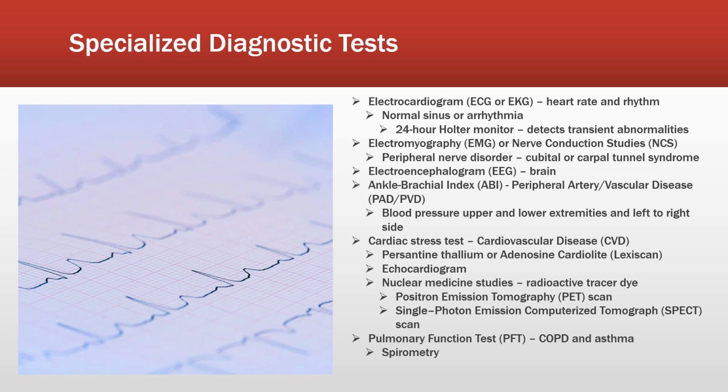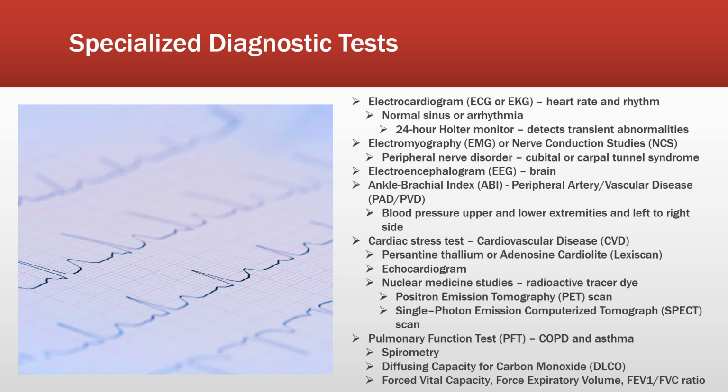A PFT includes a gas diffusion study called a diffusing capacity for carbon monoxide or DLCO. Usually pre- and post bronchodilator medication administration values will be measured. Findings will include predicted, actual, and percentage of predicted values for the forced vital capacity or FVC, forced expiratory volume or FEV1, and the ratio of FEV1 to FVC.